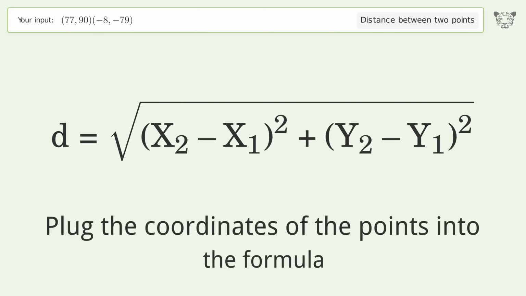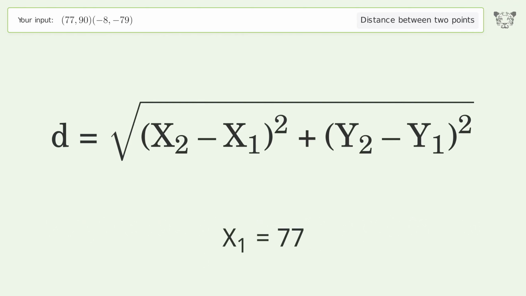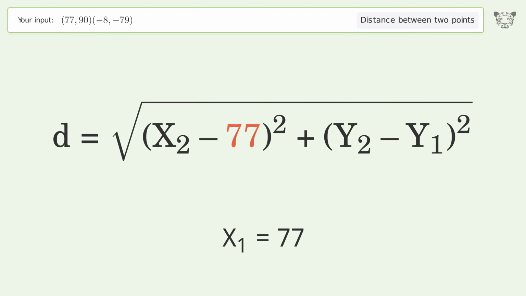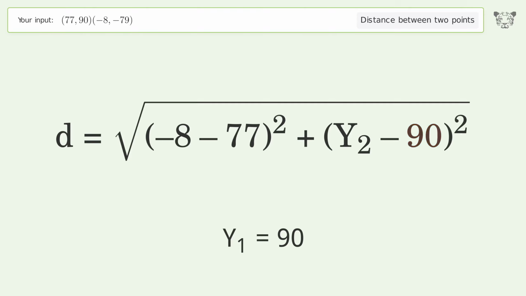Plug the coordinates of the points into the formula. x1 equals 77. x2 equals -8. y1 equals 90. y2 equals -79.